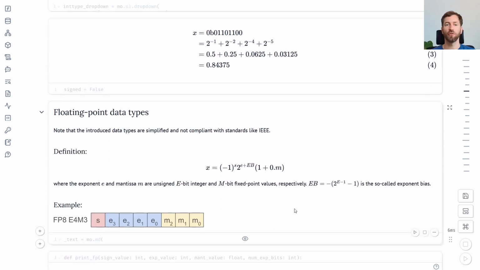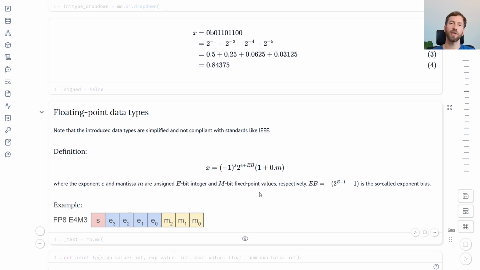Now let's have a look at floating point data types. The sign is interpreted as for signed integers, and in the floating point data type we also have exponent bits and mantissa bits. The exponent bits are in the exponent of 2, and these exponent bits represent an unsigned integer. So the smallest value for this exponent is 0. This would mean 2 to the power of 0 is 1, so the smallest value that I can represent is a 1.